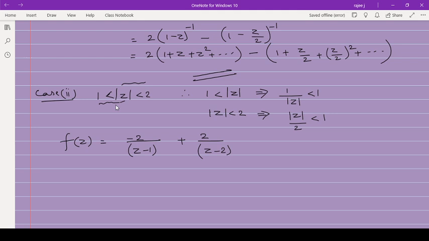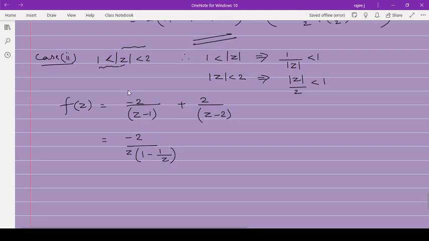This can be written as minus 2 upon, here 1 by z is less than 1. So we need to write this in 1 by z form. To write this in 1 by z, I will take z common here, 1 minus 1 by z.